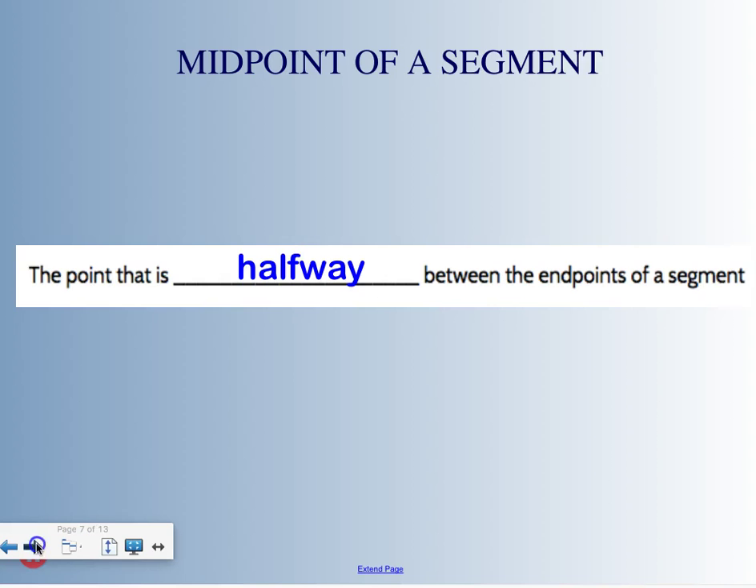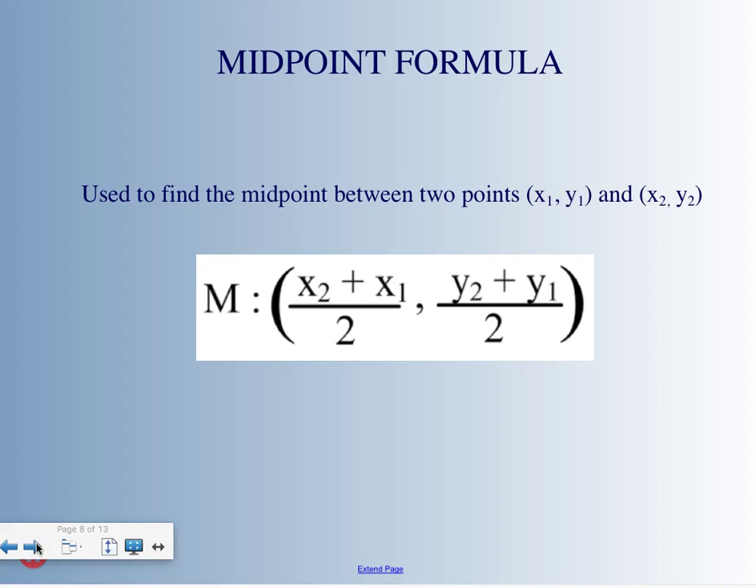And our formula for that, you're going to take your x coordinates, add them together, then divide it by 2. And same thing with your y. You're going to take your y coordinates, add them together, and divide them by 2.